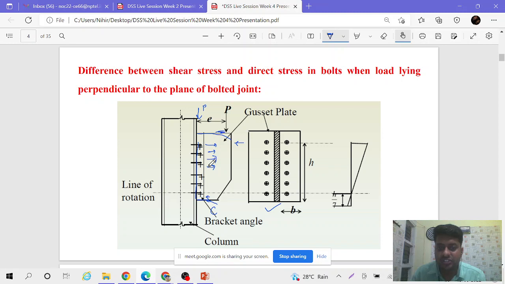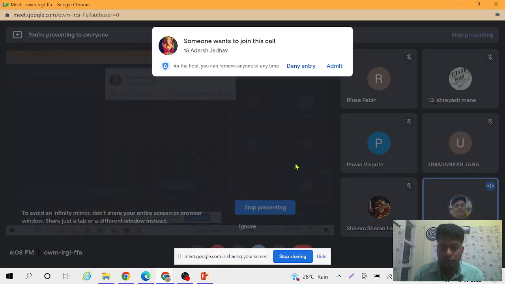These stresses which are generating due to bending are called direct stresses in these bolts, and the shear stress is because of the tendency of the bolts to cut down due to the action of the direct load.